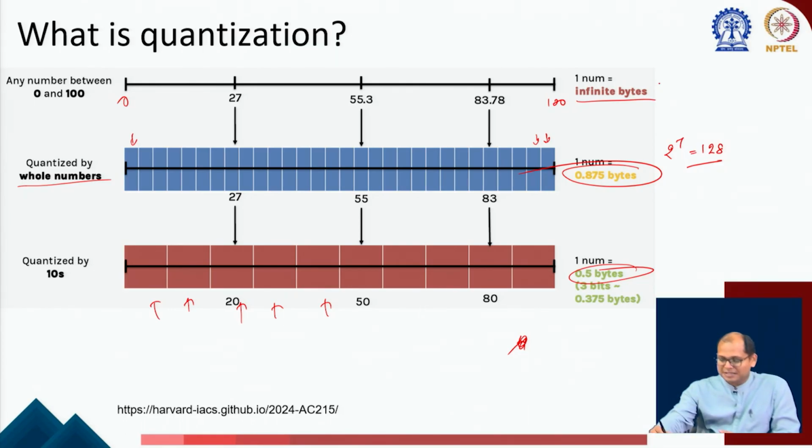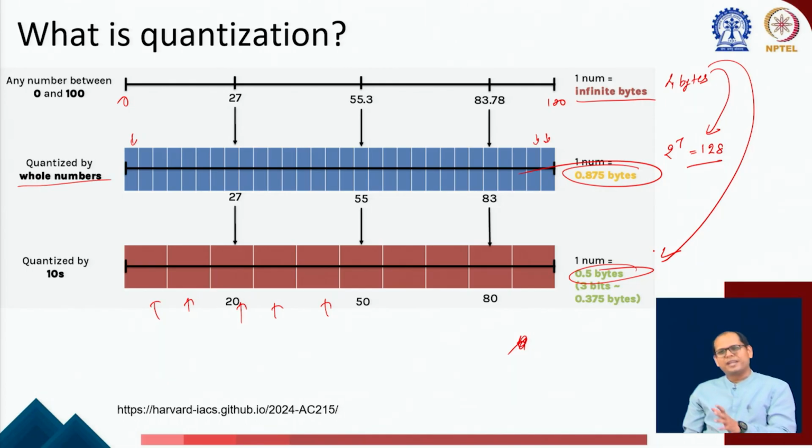So rather than using say 4 bytes to get very good precision, you can go to 0.87 bytes and 0.5 bytes if you can give up on the precision a bit. Now I will not know whether this number was 27. I will know only that it is between here to here. I can call it 20, for example.